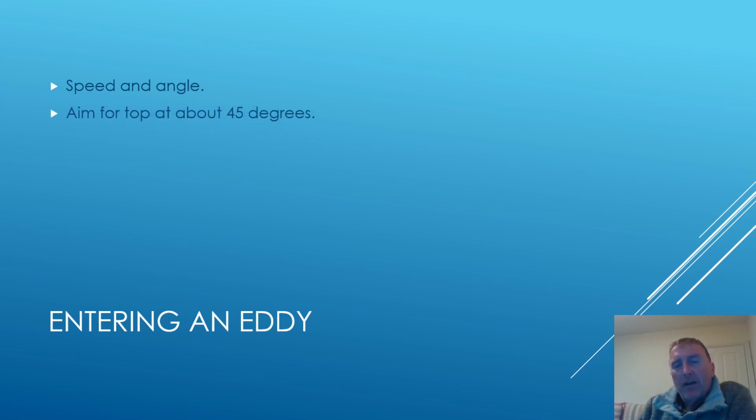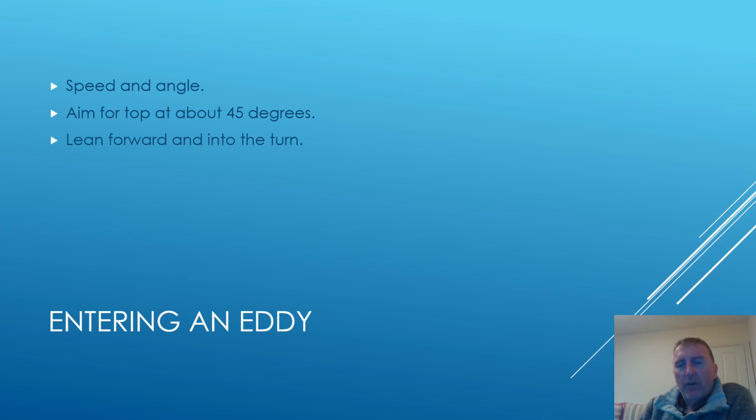So to enter an eddy, you want speed and angle. You want to aim for the top of the eddy. The reason there is that the boundary between the fast and slow water is more defined and shorter, and it's easier to cross. You come in fast and at an angle of approximately 45 degrees.